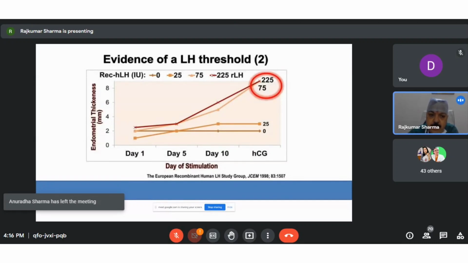Now, the threshold was studied as far as endometrial thickness is concerned. Here, when the patient has been given 0 LH or 25 IU, the endometrial growth is poor. While when you add 75 or anything more than that, up to 225, you get an optimal endometrial thickness. So that means you require at least 75 IU to get a good thickness of the endometrium. That means the estradiol level will also be commensurately okay for this patient.